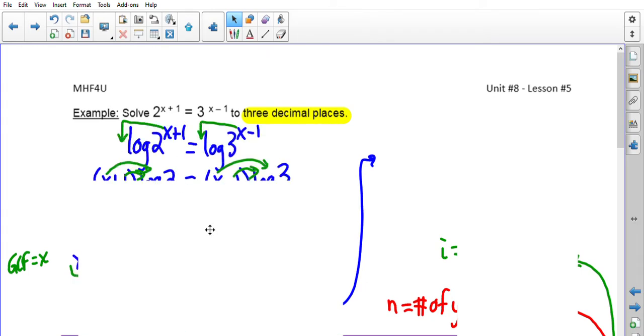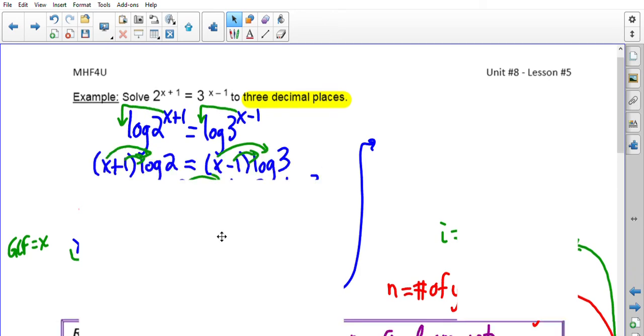All right, so let's take log of both sides. So log of 2 to the x plus 1 equals log of 3 to the x minus 1. So remember, we're going to do the log law where we bring the exponents down in front and multiply. So that's going to be x plus 1 times log 2 equals x minus 1 times log 3.